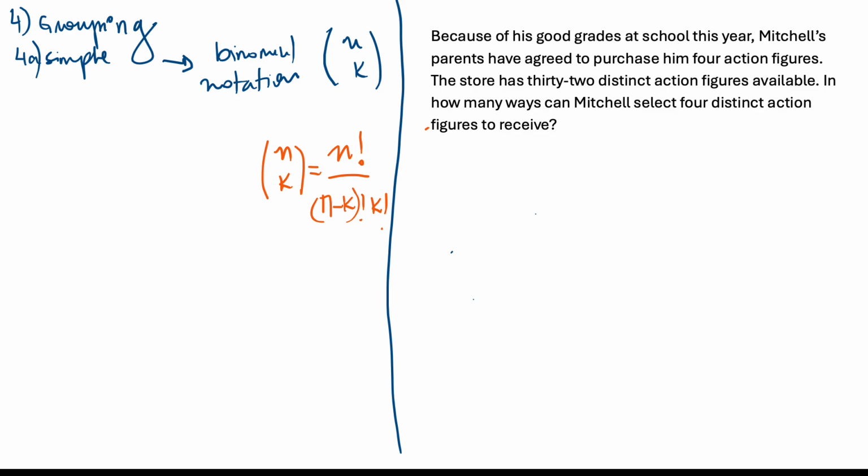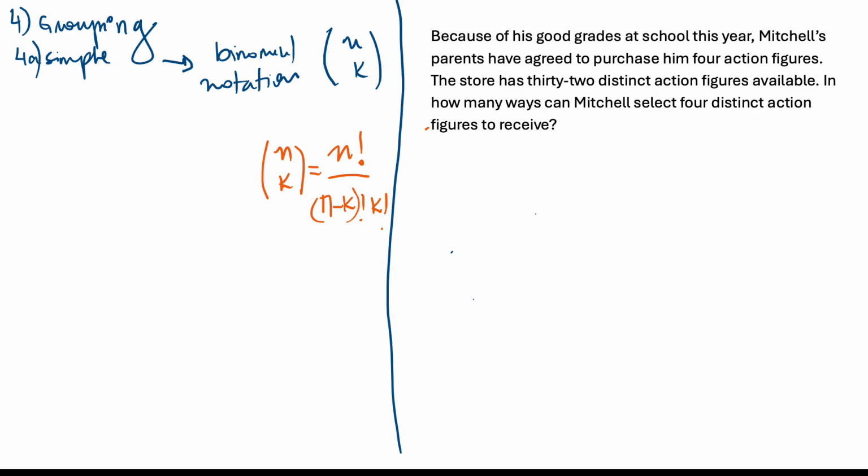Let me get myself more space. Let me get rid of this here. All right, so let's solve this one. Because of his good grades at school this year, Mitchell's parents have agreed to purchase him 4 action figures. The store has 32 distinct action figures available. In how many ways can Mitchell select 4 distinct action figures to receive?